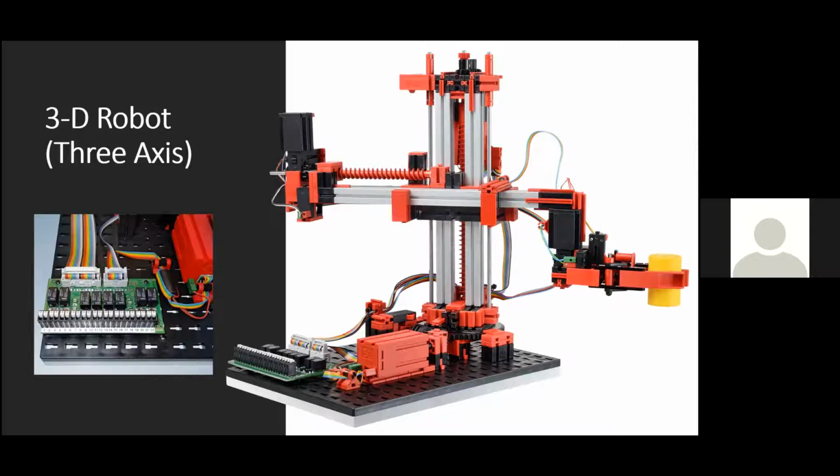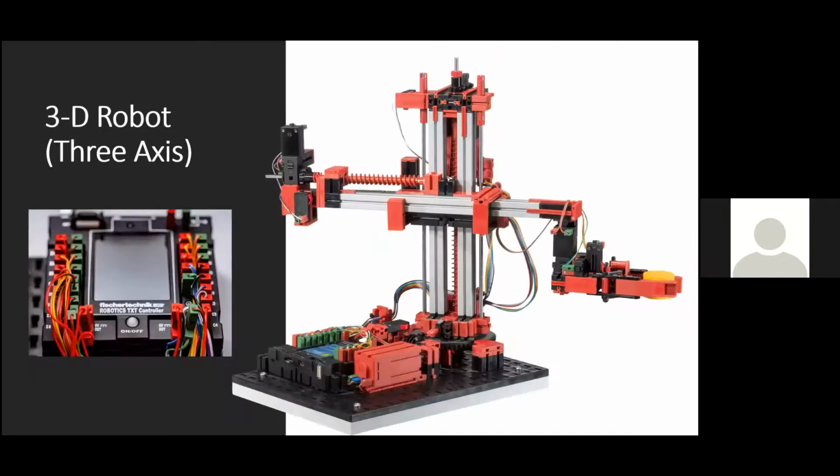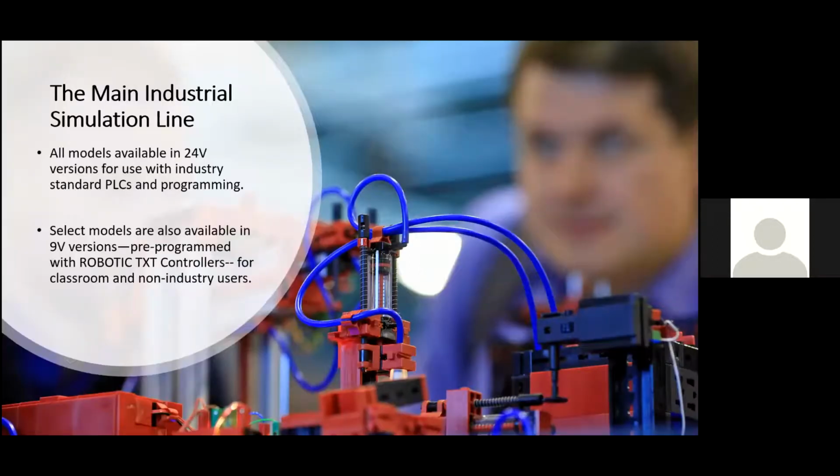And again, this comes in either a 24-volt version with a 26-pin connector and 2.54 millimeter grid, designed for use with the PLC and programming of your choice, as is shown here, or also a 9-volt version, which in this case is not a limited availability model. It's a standard model, and it comes pre-wired to a pre-programmed robotics TXT controller and requiring one 120-volt power adapter for operation. Now that concludes our look at the first 9 variations of simulation models.